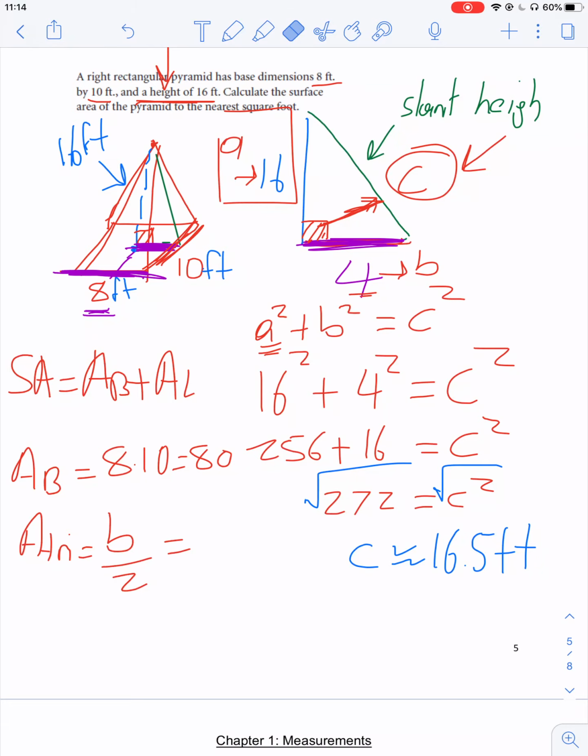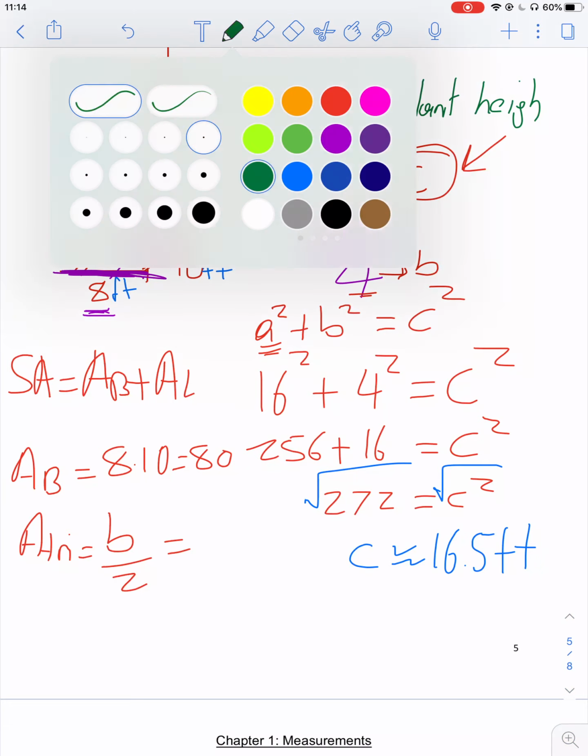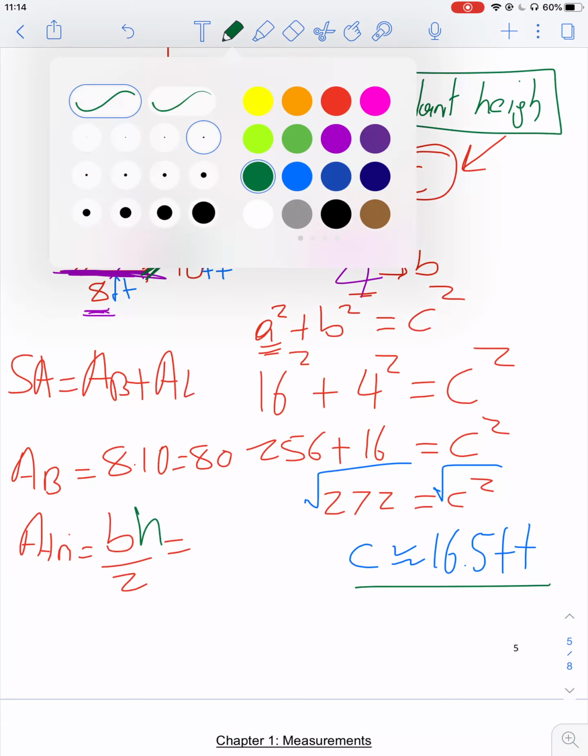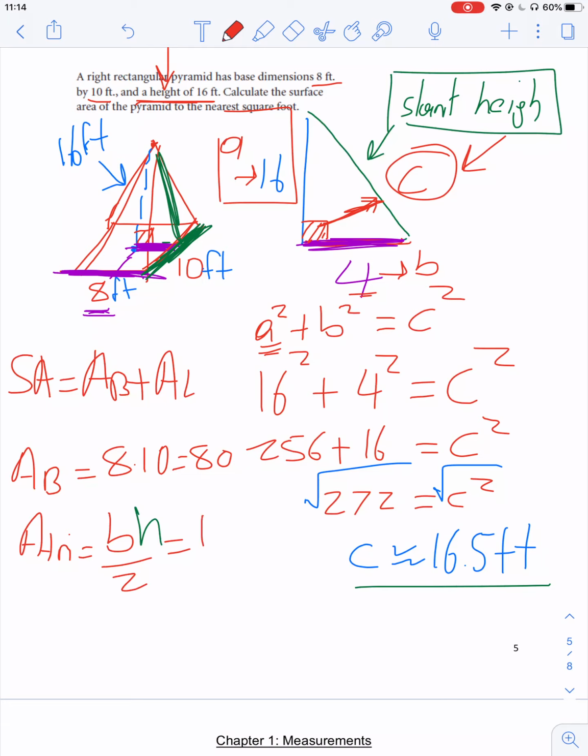So I'm gonna put a green color for this, okay? Because it has to be consistent with my slant height. So this is my slant height, which I calculated over here. So my base, by looking at this picture, my base is 10 and my height is 16.5, okay? So I'm going to replace b by 10 and then multiply that by 16.5, and then don't forget to divide by 2.